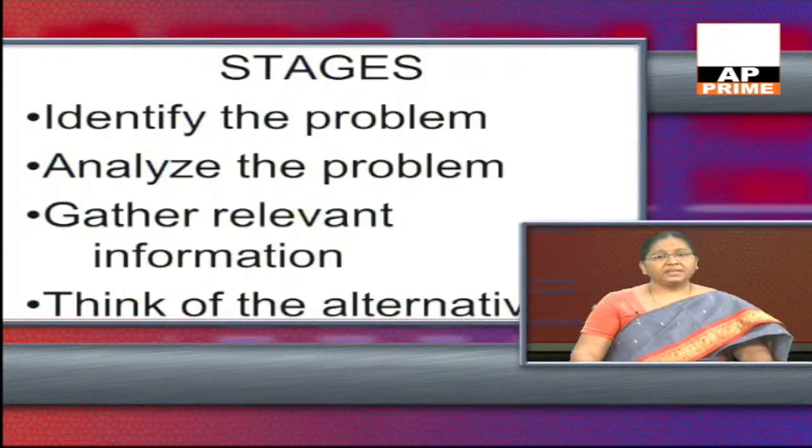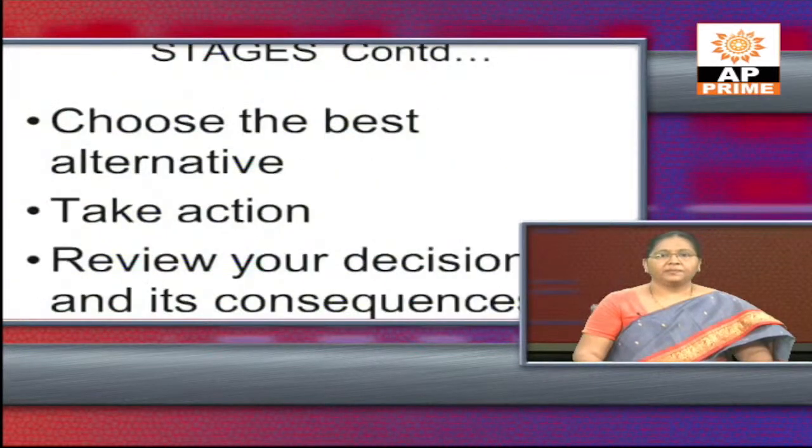Then you have to think of the alternatives. What is the meaning of an alternative? It's an option. So you should think of many options. What should be the best option for me to make a decision? Next, choose the best alternative. Imagine for a while you have lots of options and you will fall into confusion. You will be in a dilemma. Which one do you have to choose? So at that time, you should choose the best alternative, and next is take action.